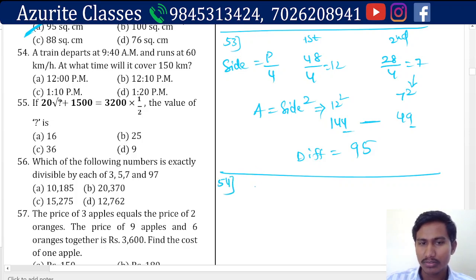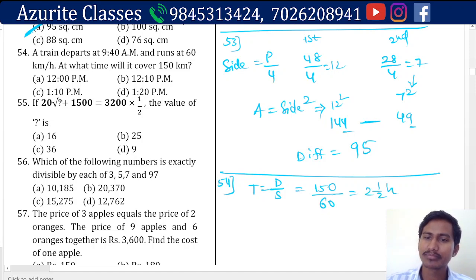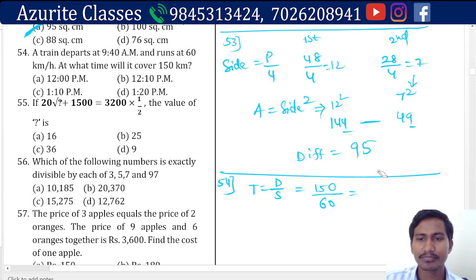So time will be distance by speed. Distance is 150 divided by 60. So how much will it be? 2.5 hours, right? I'm taking it directly. You can divide it, 2 hours 30 minutes will come, or 2.5. If you divide, 60 twos are 120, so 30 will be remaining, that is half. So 2.5 means 2.5 hours, and 2.5 hours means 2 hours 30 minutes. Okay, so I will take 2 hours 30 minutes.